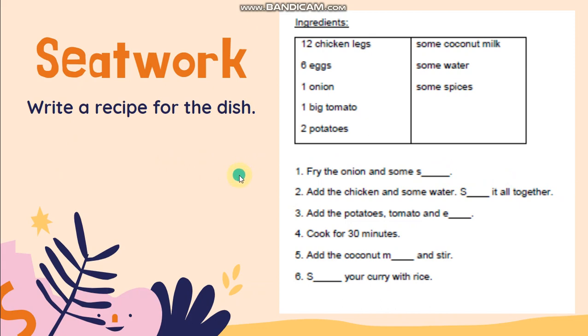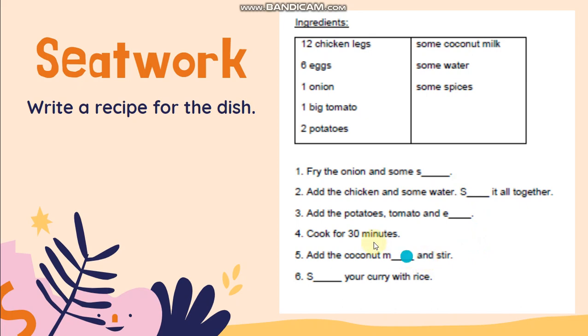Seatwork. What you need to do is you have to write a recipe for a dish. So let's look at the ingredients. 12 chicken legs, 6 eggs, 1 onion, 1 big tomato, 2 potatoes, some coconut milk, some water, and some spices. So here is a gap recipe. So can you tell me what are the ingredients and what are the steps that we need to fill in the gap?